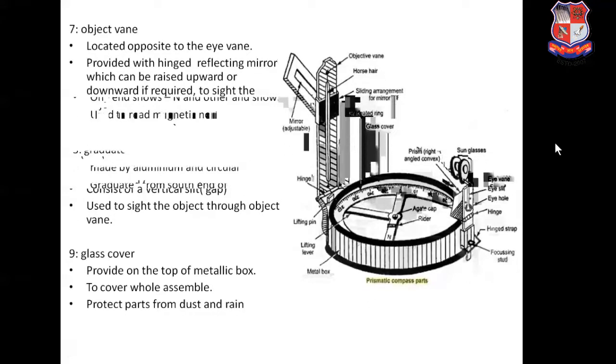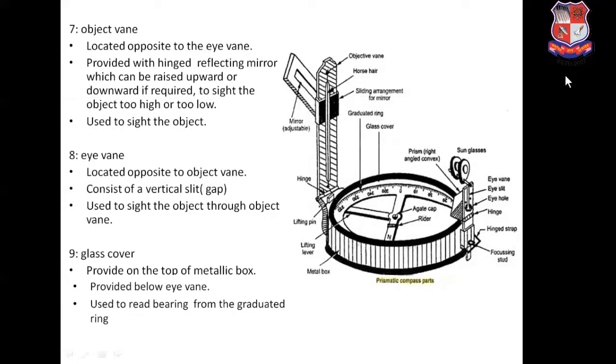Next one is the object vane. This is my object vane, this portion as shown in the figure. The object vane is located opposite to the eye vane. It is provided with the hinged reflecting mirror, which can be raised upward or downward if required to sight the object which is too high or too low below the eye level.